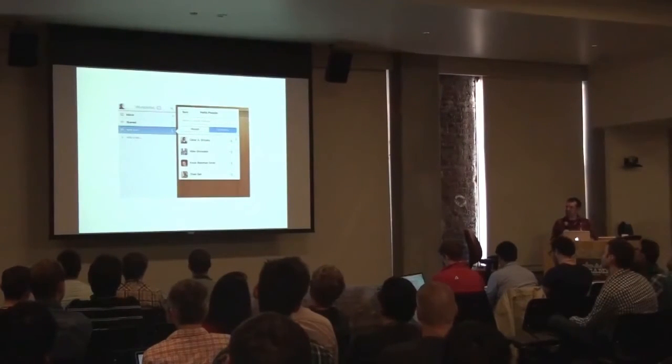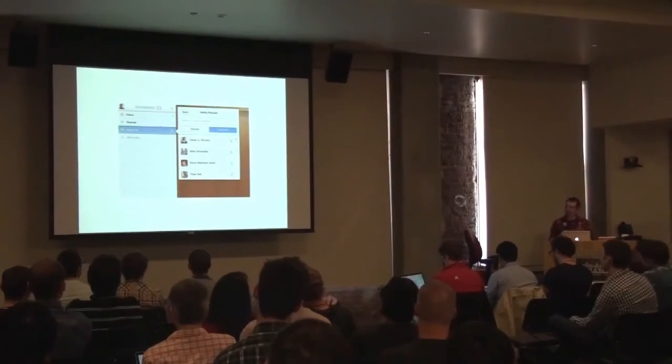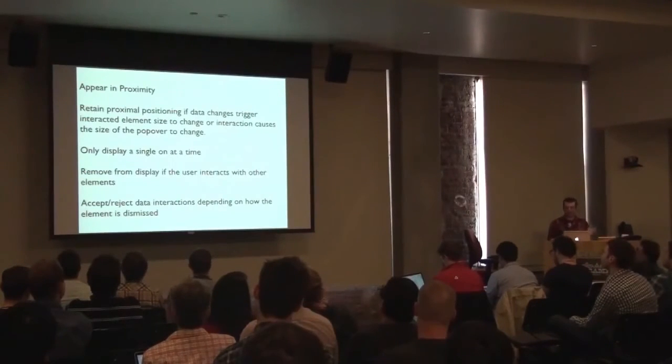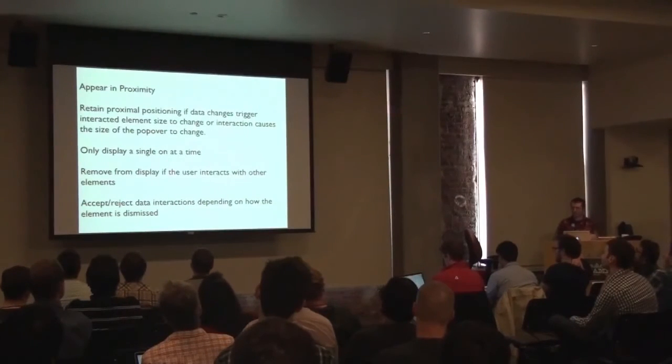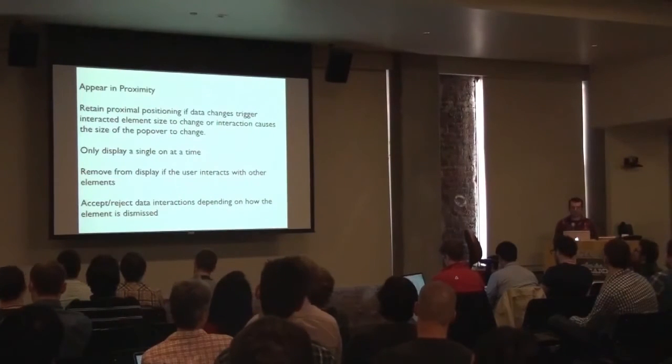So if we were going to take this UI component and break it down into a list of requirements, it'd be something about this, right? Appears in proximity, retains that proximal position, only one at a time. You remove from the display if the user is interacting somewhere, and you need to make a decision about whether to accept or reject data. So how would you do this in Ember, roughly?